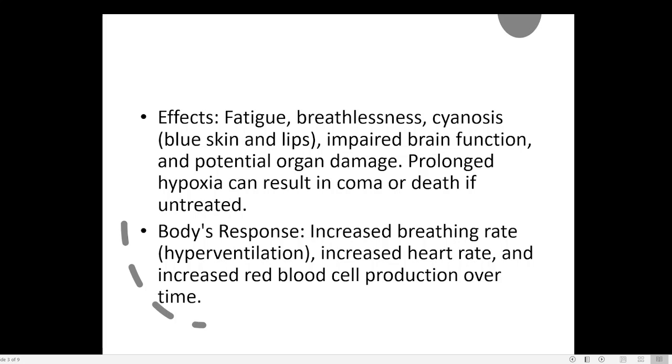Cyanosis. Cyanosis means the skin and lips can turn blue in color because of the presence of a larger amount of deoxygenated blood in your body. So that is known as a blue coloration of skin and lips.